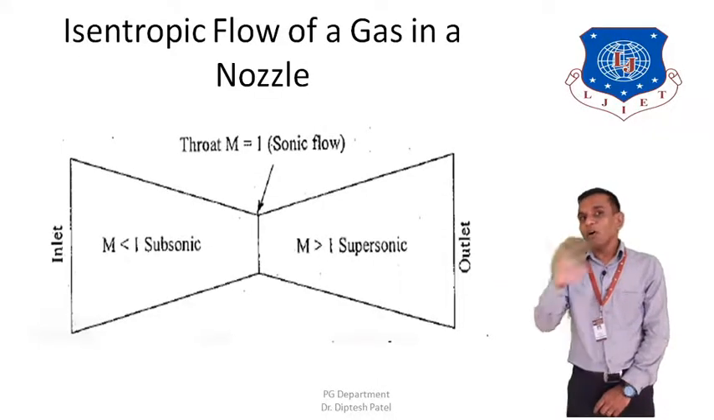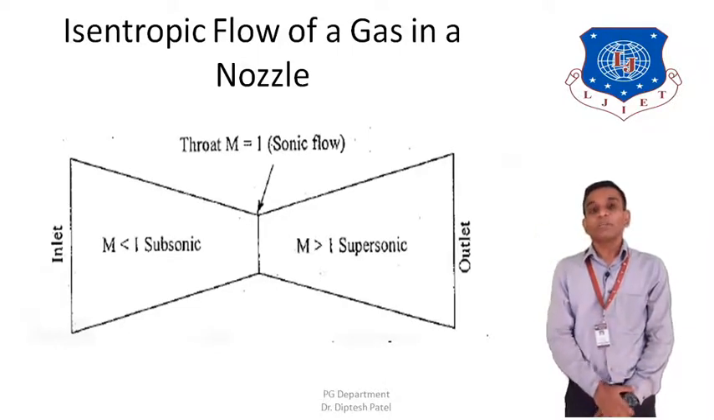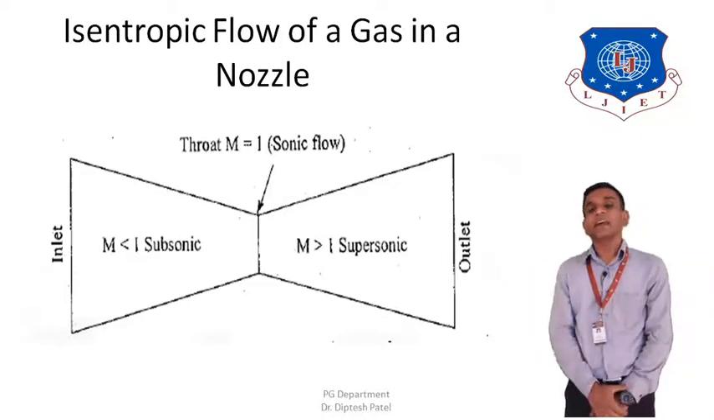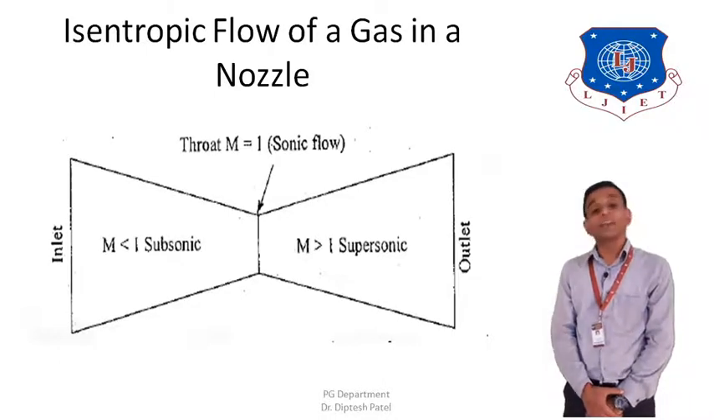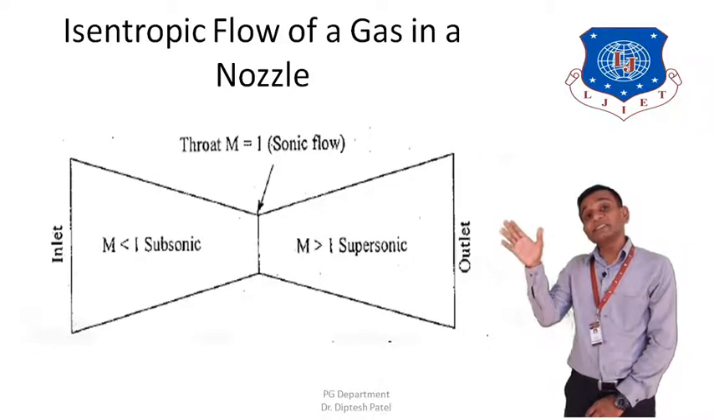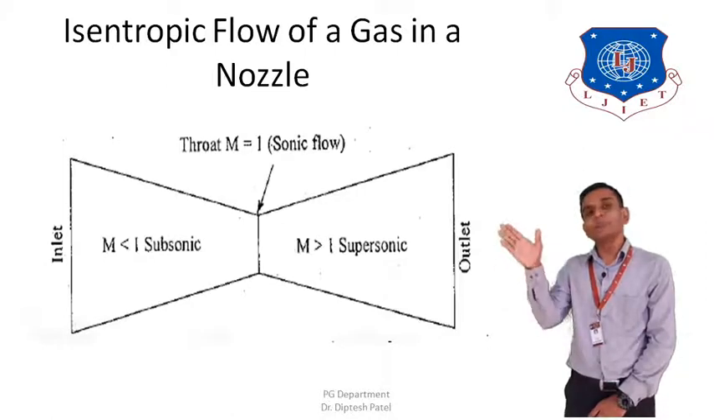Now if we put all three together, we can explain the isentropic flow of gas in nozzles. The example we have shown is a convergent divergent nozzle in which at the inlet the flow has subsonic velocity. When it enters the convergent part, the velocity gets increased and reaches the sonic state. So here the flow becomes sonic.